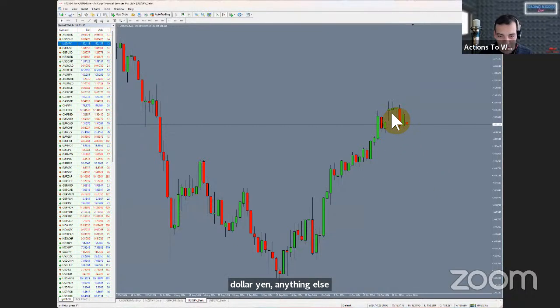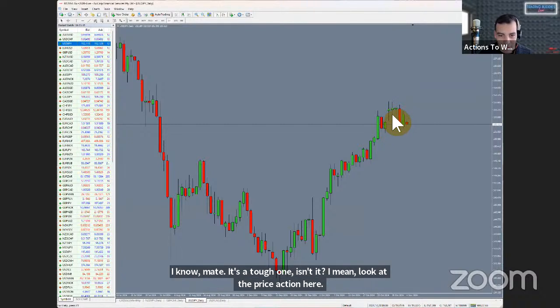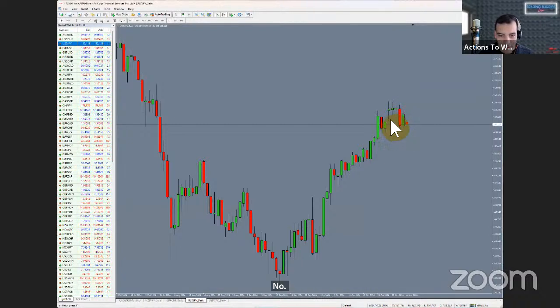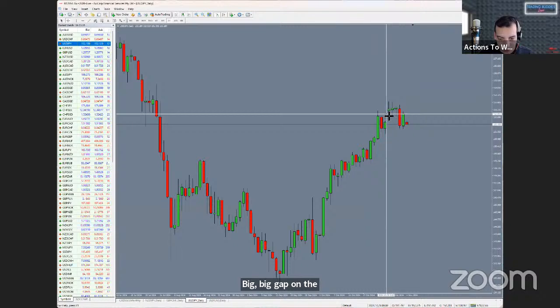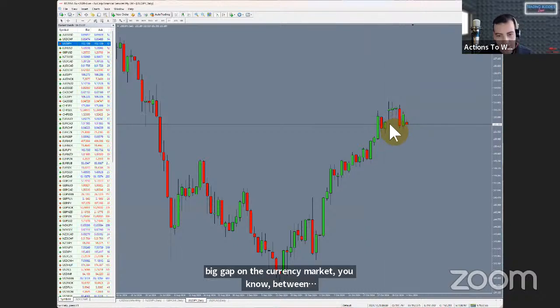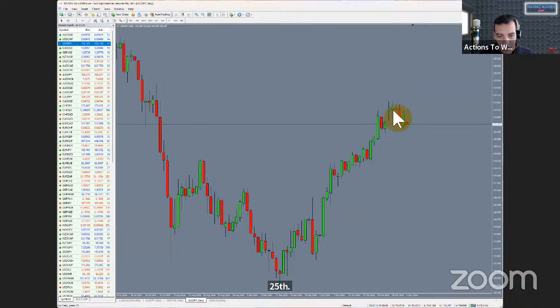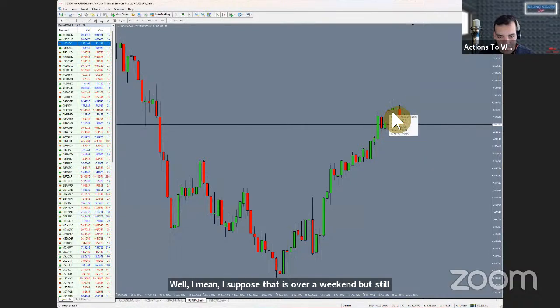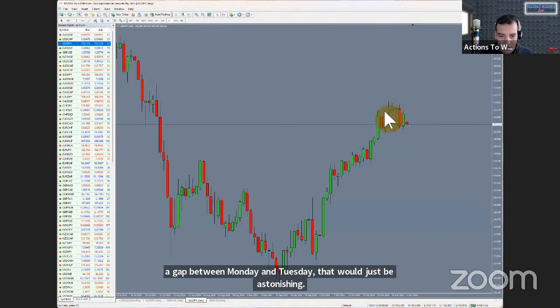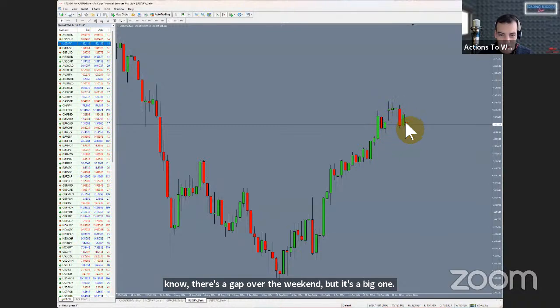I mean, look at the price action here. Look at that gap. I mean, we're talking about currencies here. Big gap on the currency markets between the 25th. Well, I suppose that is over a weekend, but still, to see a gap like that is unusual. The weekend aspect does change it a little bit. If that was a gap between Monday and Tuesday, that would just be astonishing. But there's a gap over the weekend, and it's a big one. So there looks like a bit of a shift in sentiment.